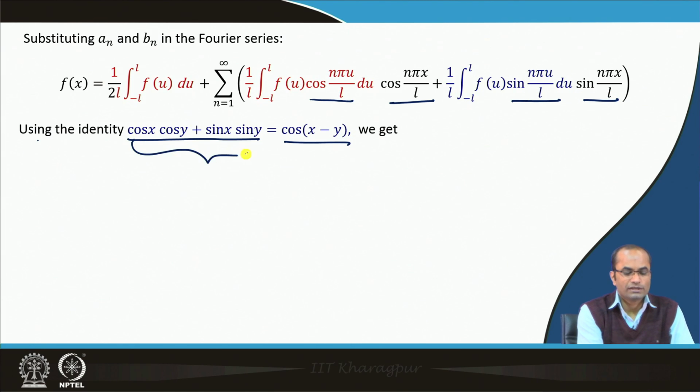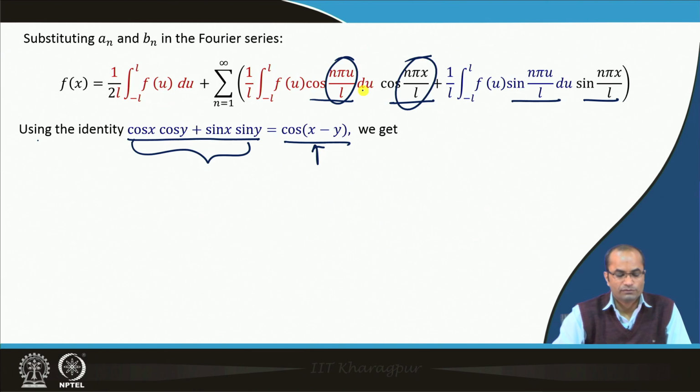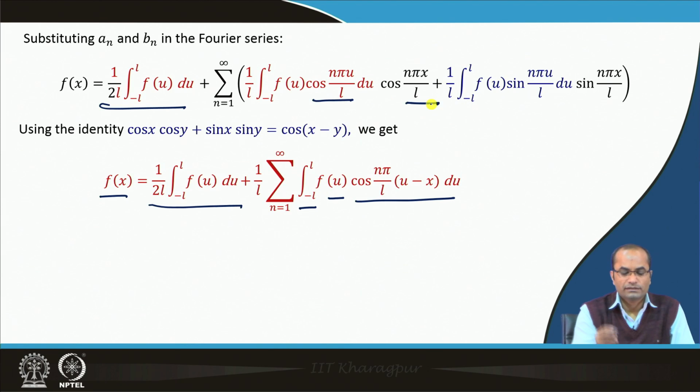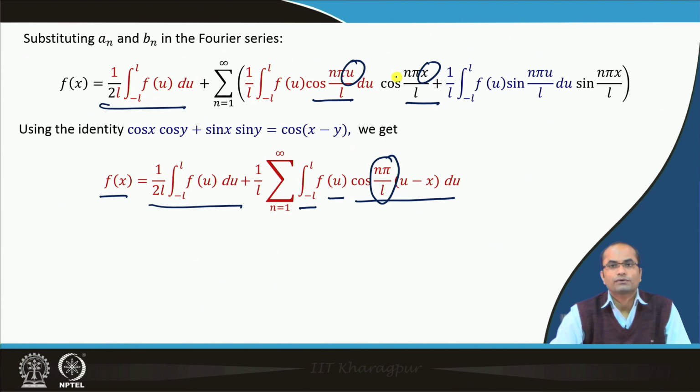So, we have this structure and then this can be merged to have this cos and this x and minus this y term. So, we have f(x) equal to 1 over 2L, the first term as it is, and the second one is clubbed now into this integral from minus L to L. We have f(u) and cos of this minus this one. So, we have n pi over L as common and then u from here and then minus x from there.